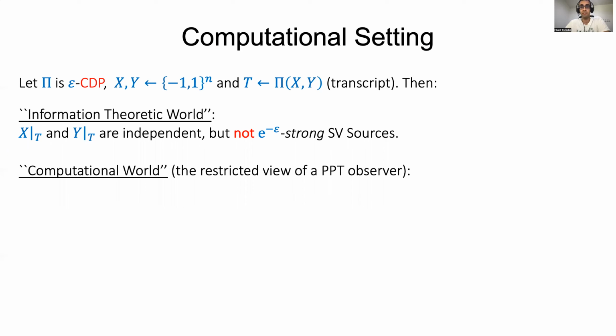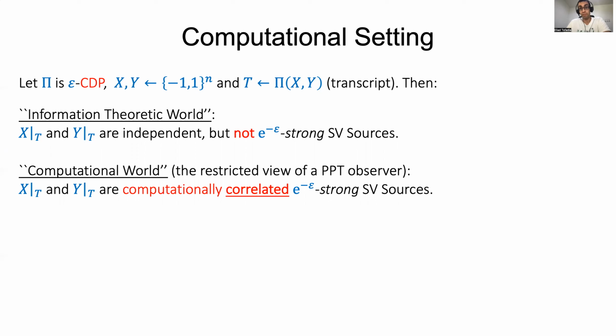So let's try to understand what happened in the computational world, namely how these sources look in the restricted eyes of a PPT observer. By the CDP property, x and y now become computationally strong SV sources, meaning that a PPT distinguisher cannot predict the value of each coordinate given all other coordinates. But the crucial point is that, according to this restricted view, x and y can be very correlated.